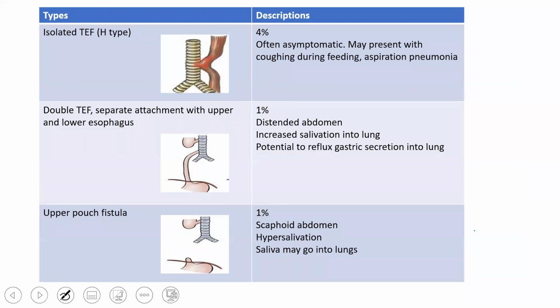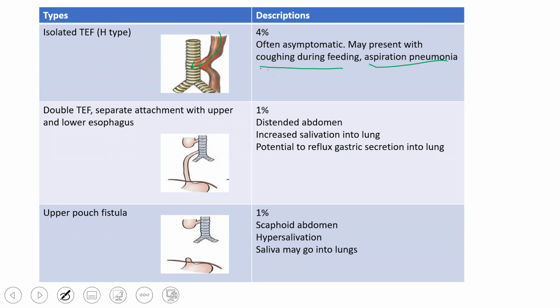H type. In H type, usually those cases are asymptomatic. It's around 4%. They might present with respiratory symptoms, cough during feed, because in H type there is no atresia, just fistula. So those patients might eat food and then get irritation, and then they present with cough, and they might present with aspiration pneumonia.